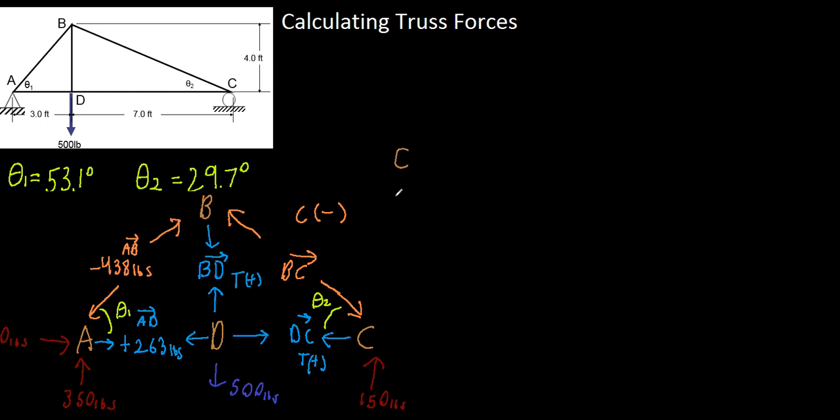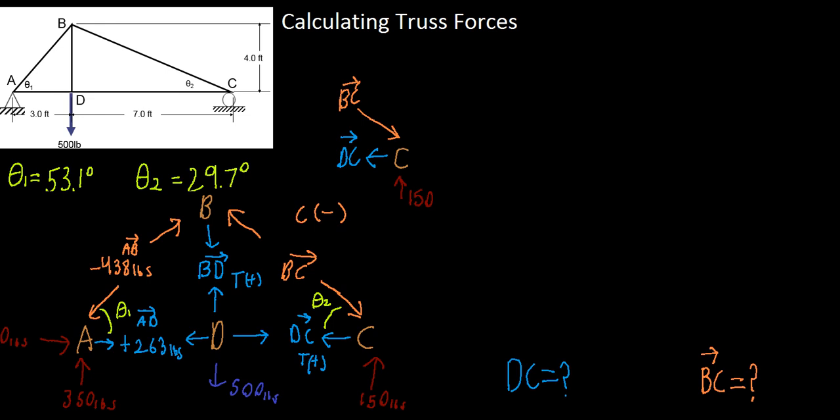What forces act on joint C? Well, we know Ricky does, which is 150 pounds. We know DC is pulling C to the left. And we know vector BC is pushing down and to the right. And so we're looking for these unknown forces at joint C. Well, we need to find BC, and we need to find DC.